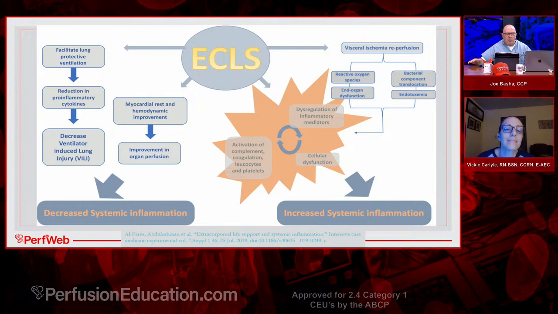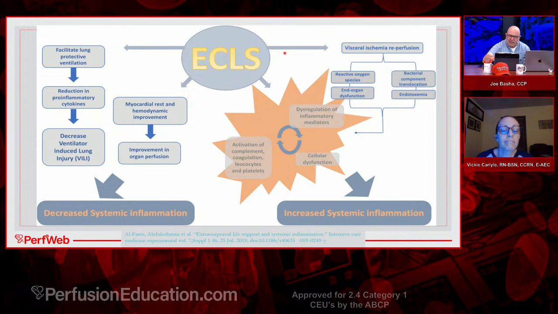Several days later, they're bleeding out of their mouth. They're bleeding out of their nose. They have a GI bleed. Their bilirubin starts going up. Their urine output starts going down. All of these things start happening. And why is that happening? Look, we've got them oxygenated. Everything is going so great. What is going on?